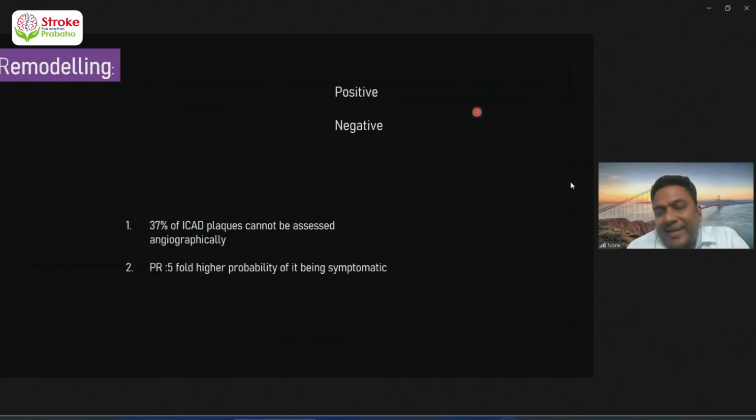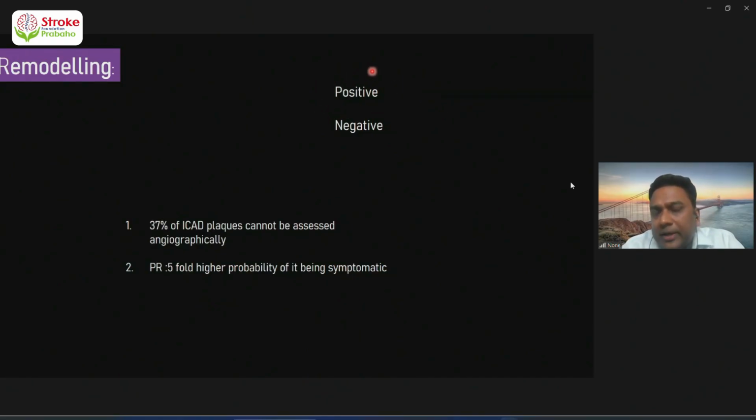So coming to ICAD, there are two types of remodeling patterns. Why do we need all this information? Only then will we be able to confidently say whether it is ICAD or vasculitis. If you understand which segment of the artery can be involved with atherosclerosis more commonly than vasculitis, and what will be the pattern of involvement of the arterial wall. For all those things, I think it is important to go through these topics.